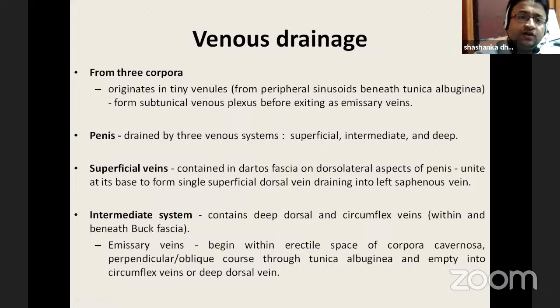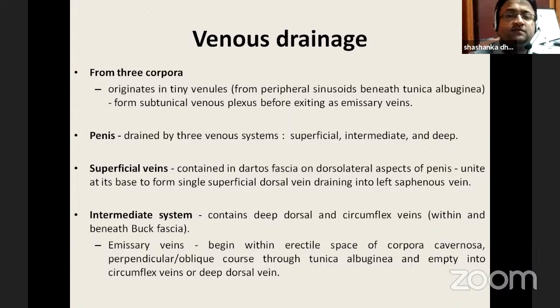Venous drainage. So all the three corpora, the two cavernosa and one spongiosum, the venous drainage originates in tiny venules from the sinusoids. They form subtunical venous plexuses and then exit as emissary veins. The penis is drained by three venous systems, the superficial, intermediate, and deep. Superficial veins are contained in the dartos fascia, as we saw, and then they unite to form a single superficial dorsal vein draining into the left saphenous vein. This is something that you saw in the dartos layer.